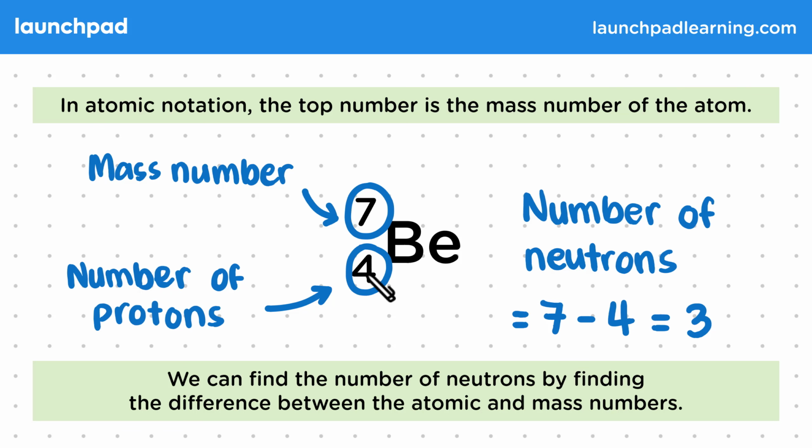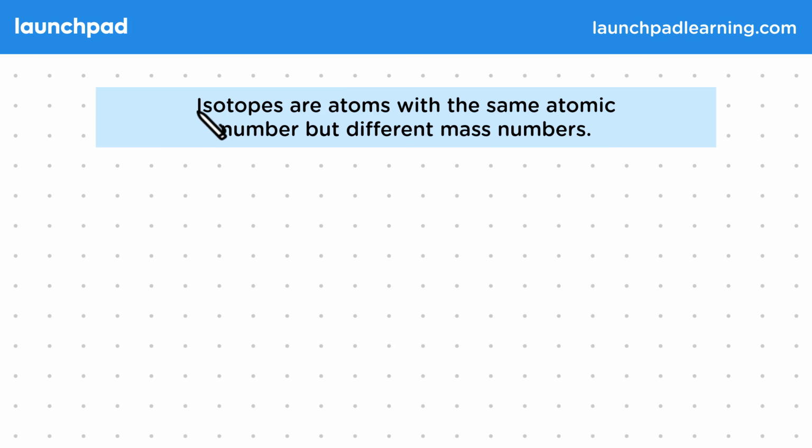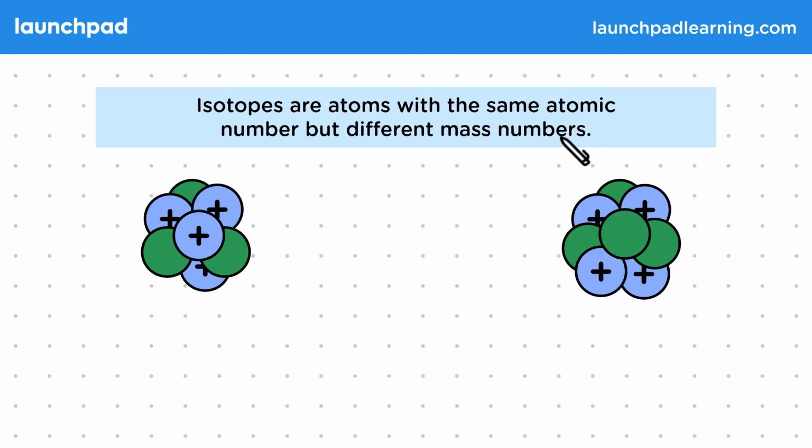In this notation, the bottom number tells us what type of element we have. But what exactly is the top number telling us? Isotopes are atoms with the same atomic number but different mass numbers. Let's see what this means by looking at these 2 nuclei. We'll call the one on the left X and the one on the right Y.